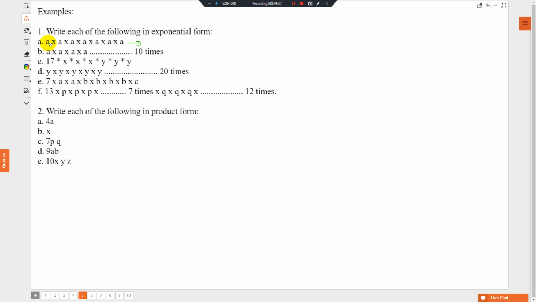Now here, which letter is used? A. How many times? 1, 3, 4, 5, 6, 7. So now here 10 times more. This is not a dash. It's not a dash. That means they are repeated till 10 times.